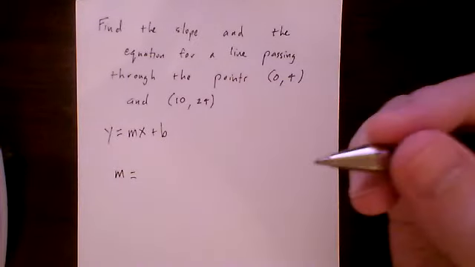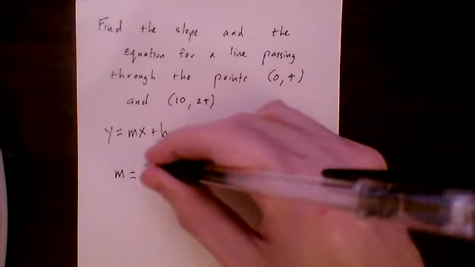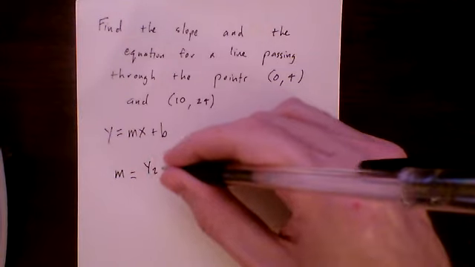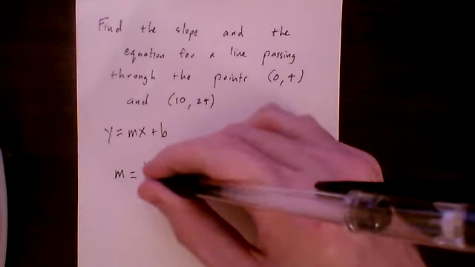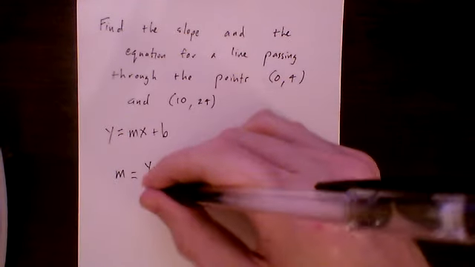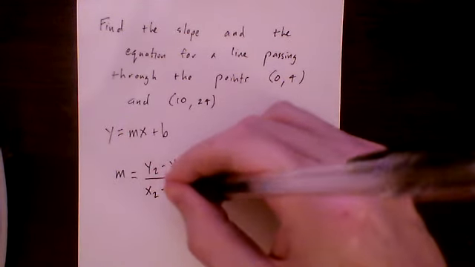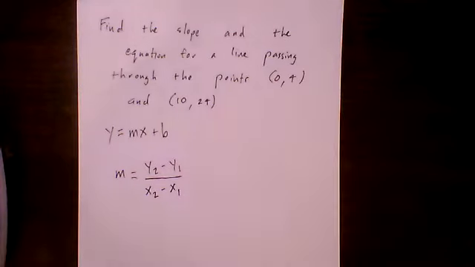And we do have a formula for that. Hopefully everybody's seen this before. If you haven't, it looks like this. It's y2 minus y1. We're going to do the difference in our y's on the top over x2 minus x1. We're going to subtract our x values on the bottom.